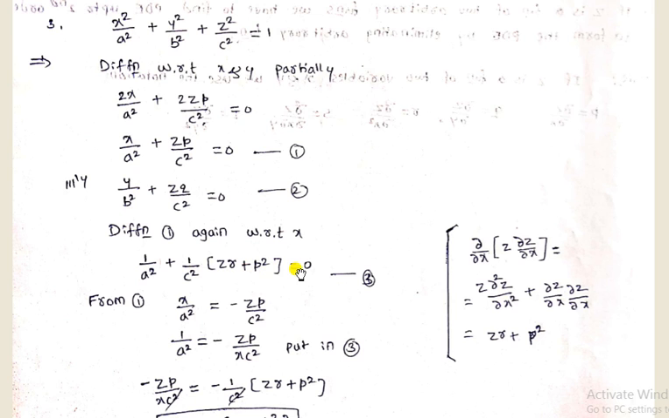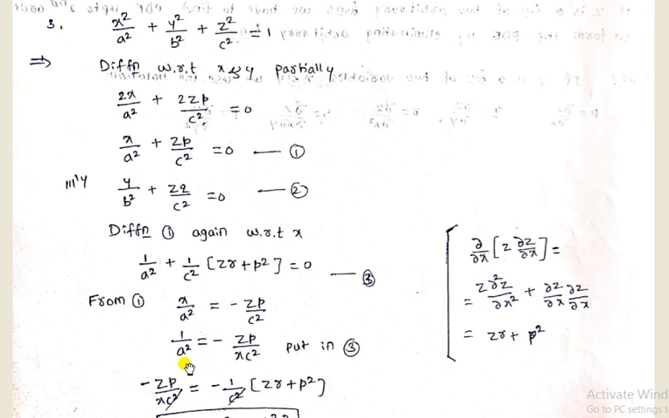So now from equation number 1, we'll write equation 1 as x by a square is equal to, so shift the zp divided by c square to the right hand side here. So it becomes minus zp divided by c square, and divide on both sides by x, so it becomes 1 by a square equal to minus zp divided by x into c square.